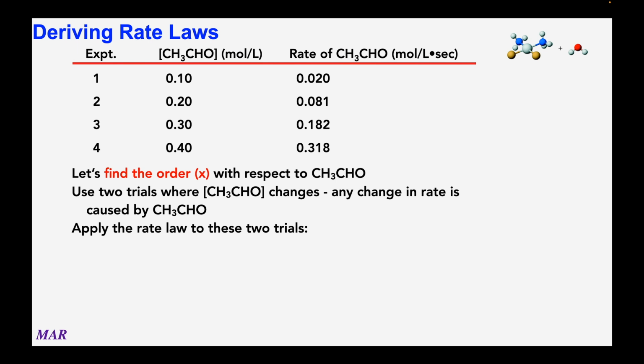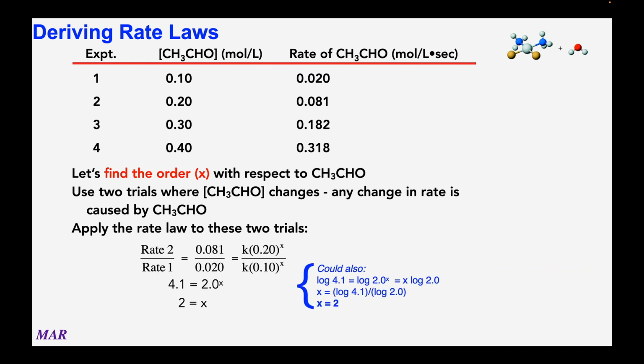To formalize this, there's different ways you can do it. These two ways that are described on the left in black and on the right in blue are the two formal ways to do it, all right? You can compare one set of rate data to the other set of rate data. So let's compare on the left-hand side rate 2 to rate 1. And rates, which are the numbers 0.081 and 0.020 for the two trials, they both equal K times the concentration, so 0.2 for rate 2 and 0.1 for rate 1, both to the x power.